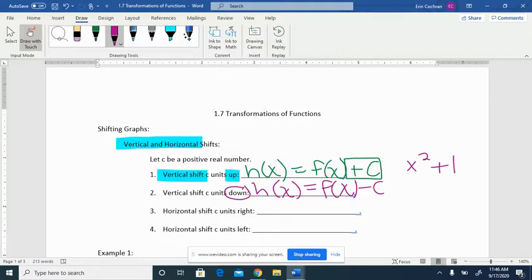That means it's going to go up 1 unit. So now my vertex would be (0, 1). If it's minus 1, that means I shift it down 1. So now my vertex would be (0, -1).